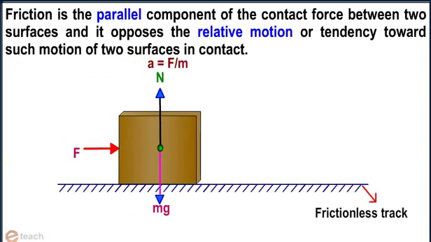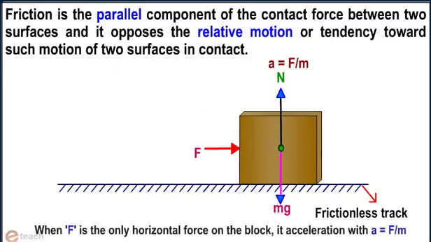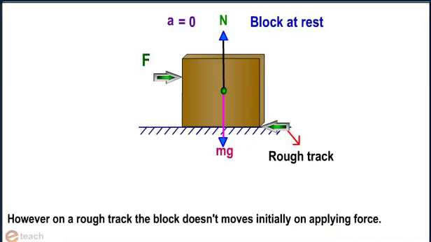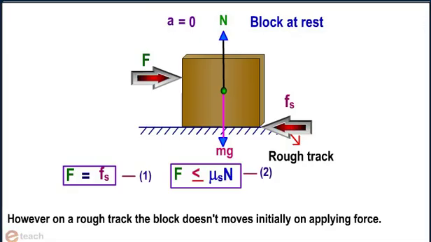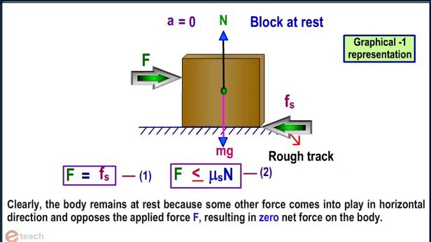A force F is applied on a block moving on a frictionless track. When F is the only horizontal force on the block, it accelerates with a equals F by m. Now, force F is applied on the block on a rough track. The block is at rest. However, on a rough track, the block does not move initially on applying force. F equals Fs and F less than μs into normal.